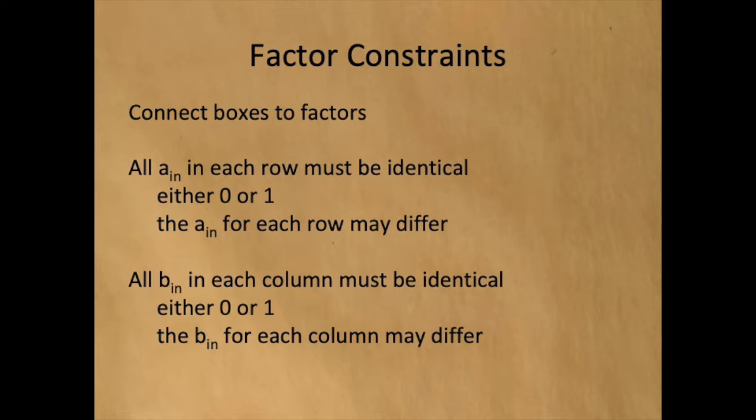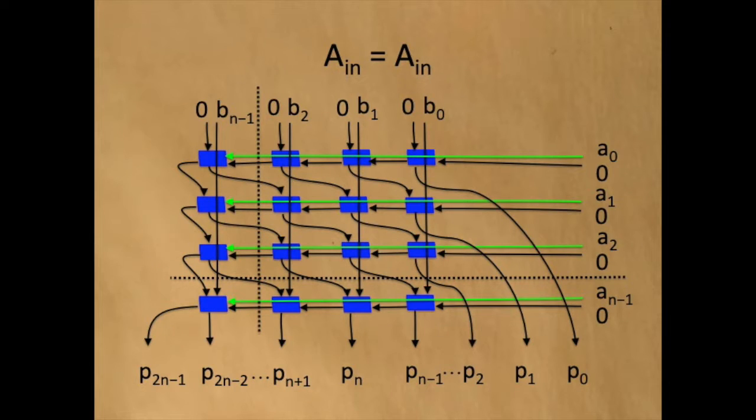The factor or A and B constraints. These constraints connect the boxes to the A and B factors. The A in values for all of the boxes in each row must be identical, either a 0 or a 1, though the A in values for different rows may differ. Note we don't actually need an A decision for each row. We merely need that all of the ANs in each row be the same. And we don't need all of the ANs for all of the boxes in the row to be equal to each other. We merely need for the ANs in the boxes adjacent to each other to be equal. Then by transitivity, all ANs in the row will equal each other.